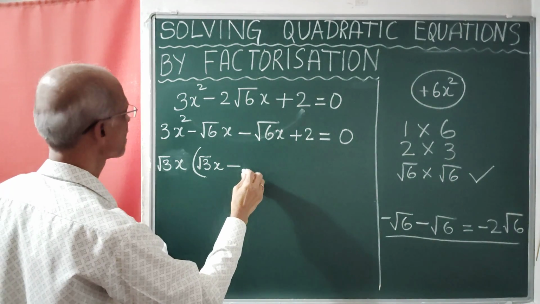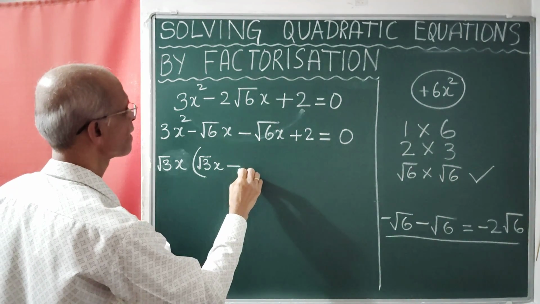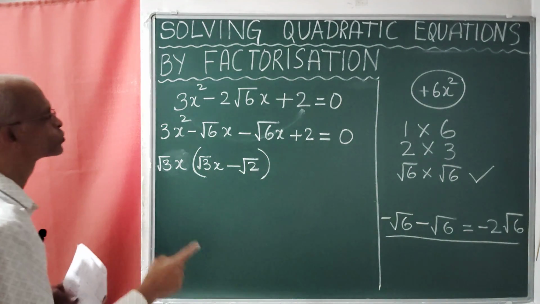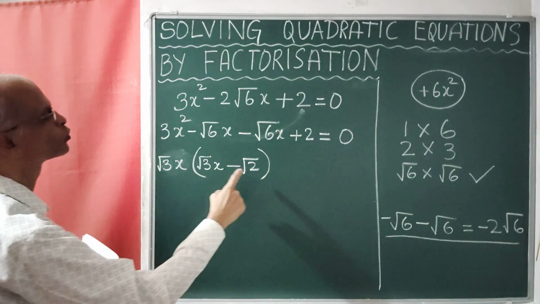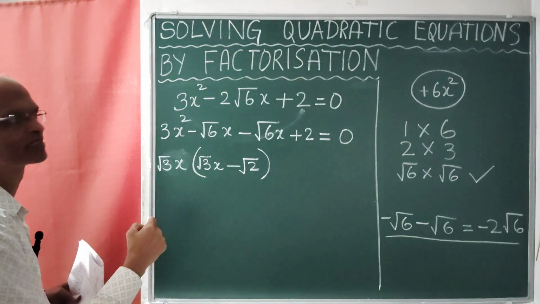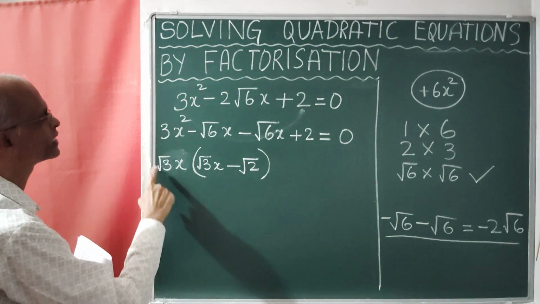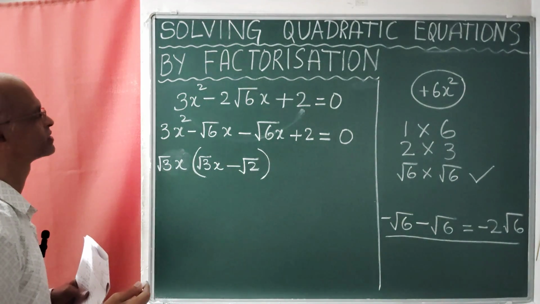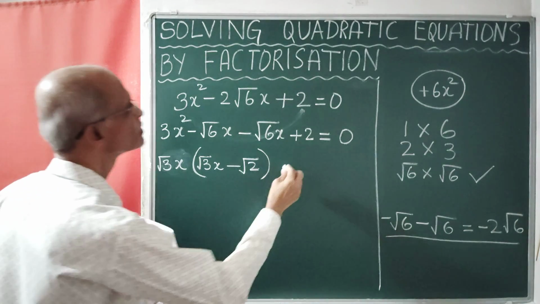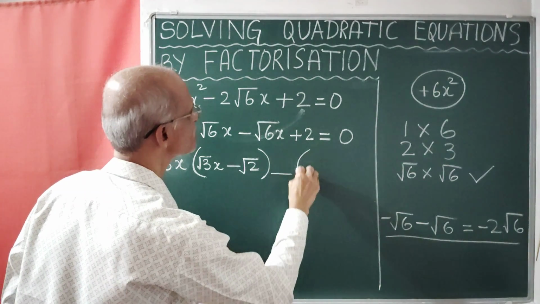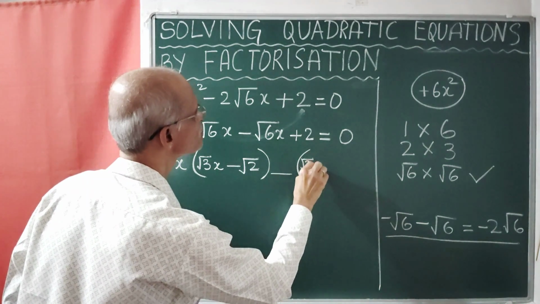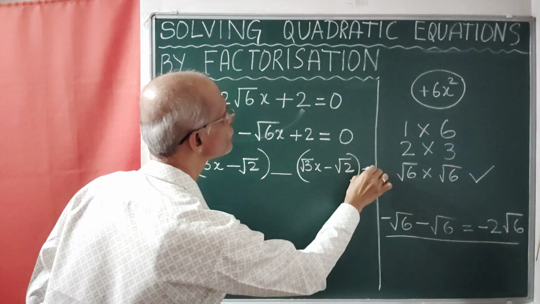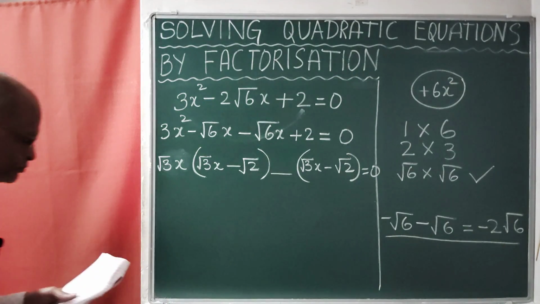So if I write root 2 here, root 3 into root 2, I'll get root 6. Root 3x into minus root 2, I'll get minus root 6x. Now leave a gap here and write once again root 3x minus root 2 is equal to 0.